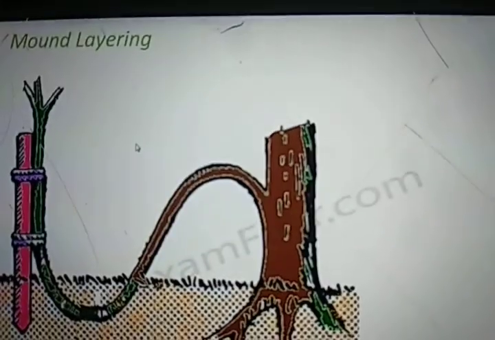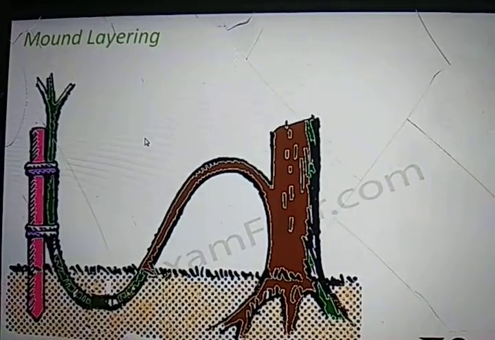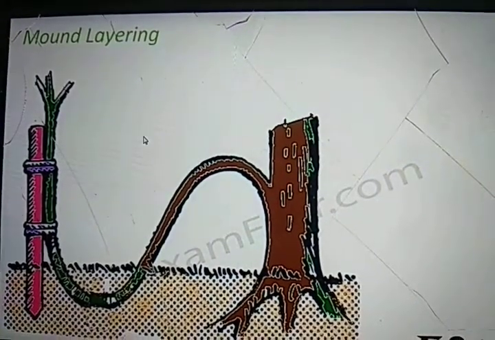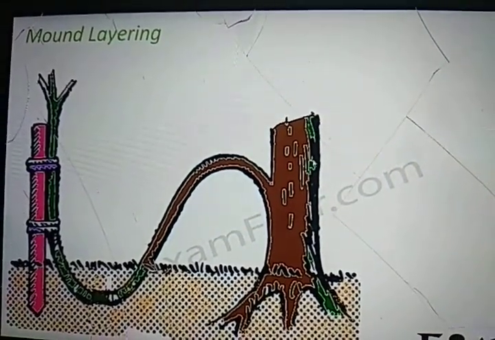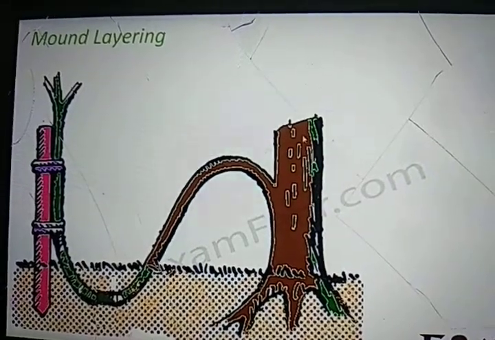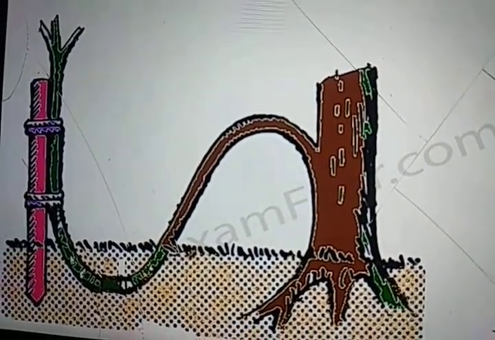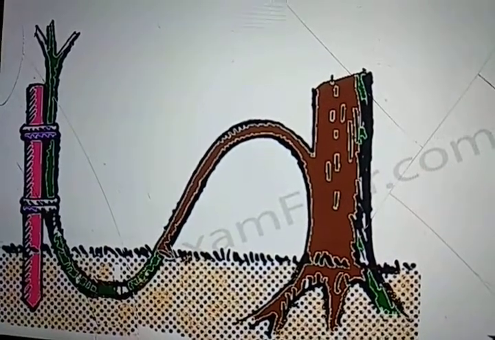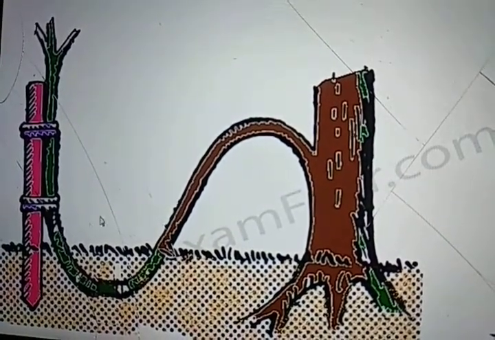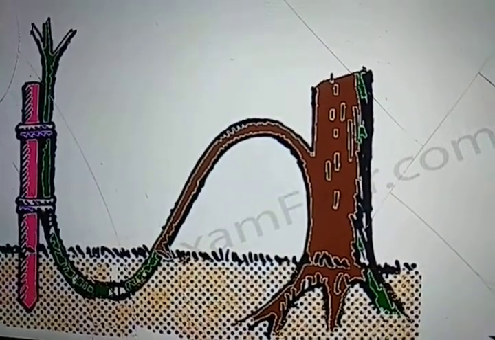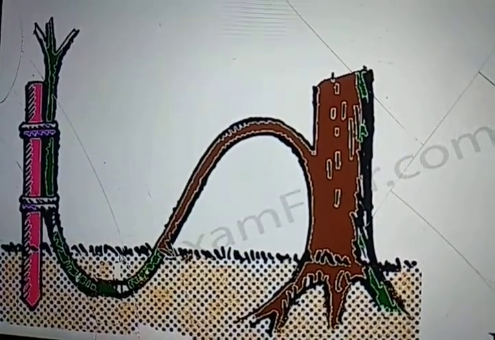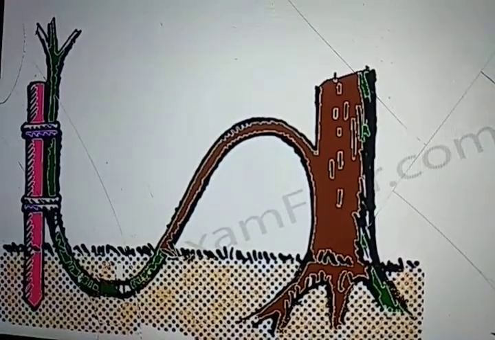So let's look at mound layering. Looking at this picture, can you guess what mound layering is? If you look, this is your parent plant, correct? What you do is take the stem of this plant and forcibly put it into the soil. When you forcibly put it into the soil and cover it with soil, you see that this particular part of the plant is very well covered with soil.